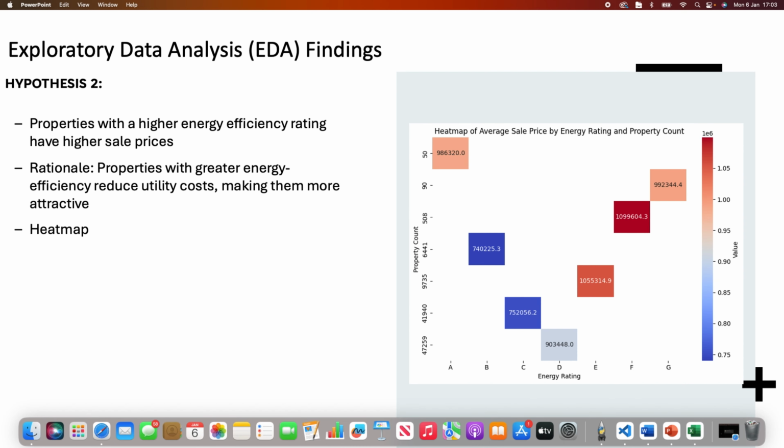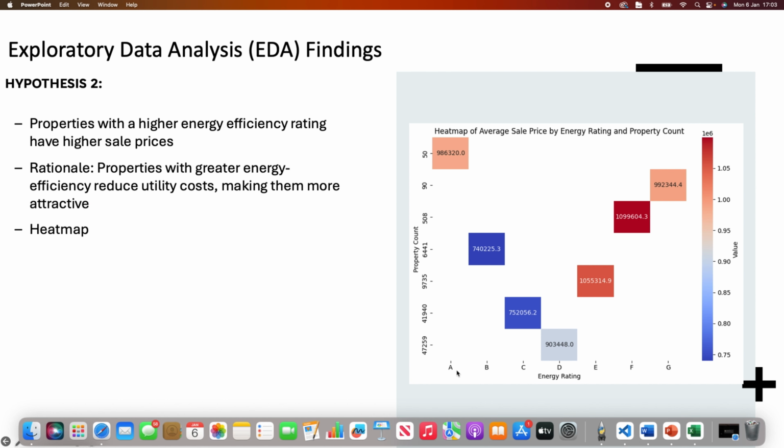So the second hypothesis that we investigated was properties with a higher energy efficiency rating have a higher sales price. And the rationale behind this is with a higher energy efficiency rating, this will lower the utility cost, making the house more attractive to renters. So we created a heat map to visualize this.